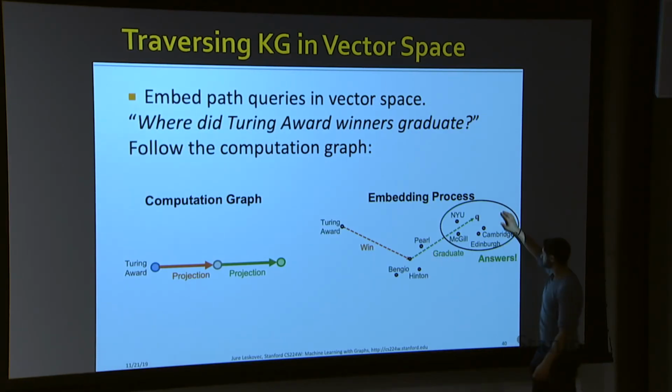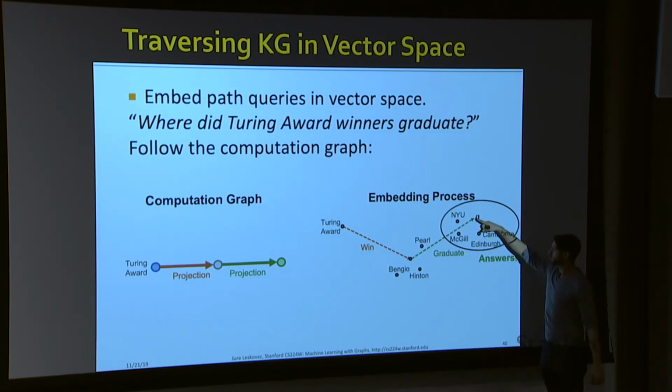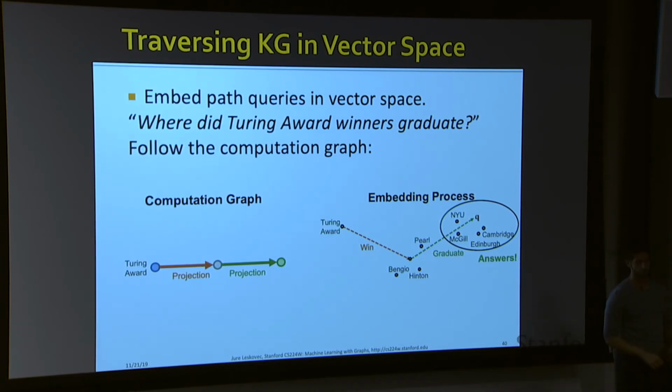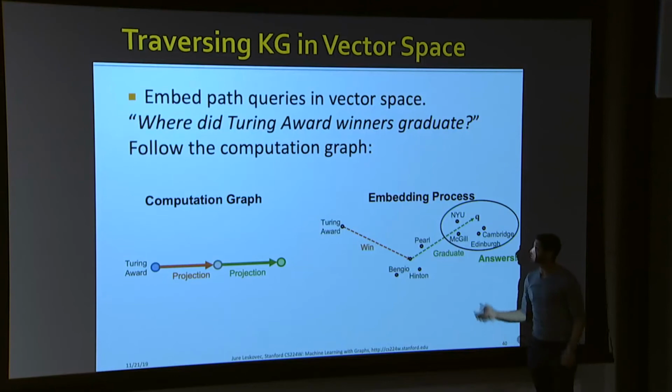And this will bring us now to our answer. So R2 will bring us to this point Q in the embedding space, and we'll find these universities projected close to that, and that's our set of answers, okay? So that's the easy way to answer path queries through our embeddings of the knowledge graph.